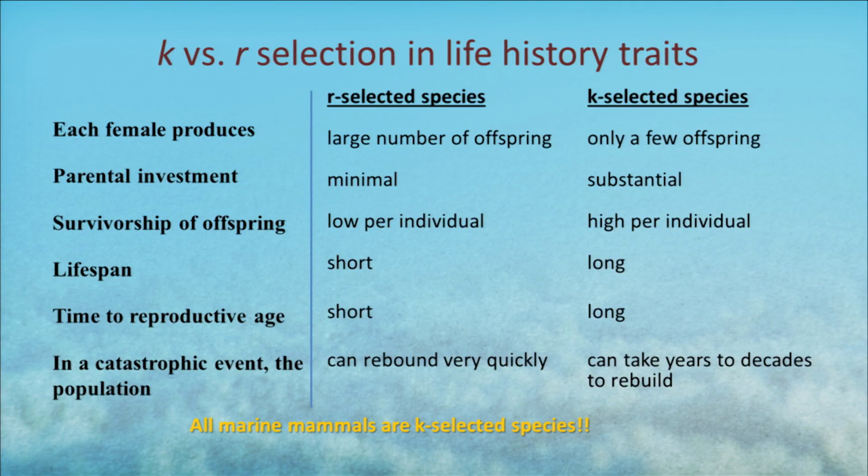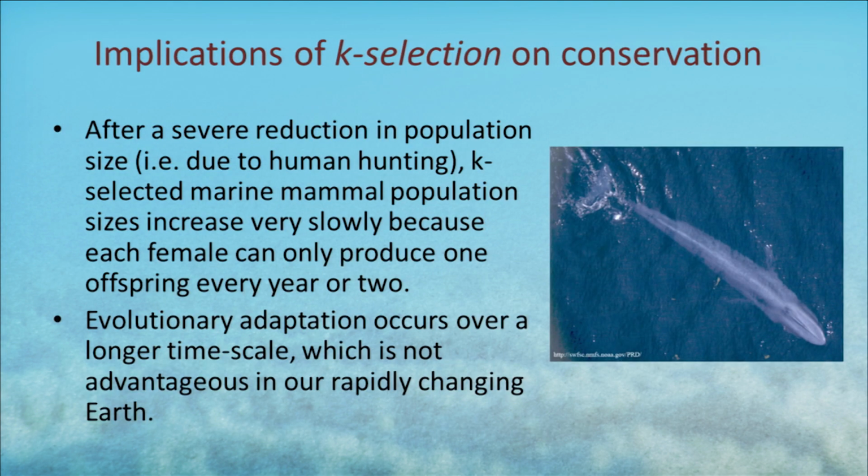Unfortunately, all marine mammals are K-selected species, and what this means is that when we're looking at conservation, we have to take into account some of these traits on their reproductive schedule. So again, what does this actually mean for managing marine mammals? It means that because they are K-selected species, these populations increase very slowly.